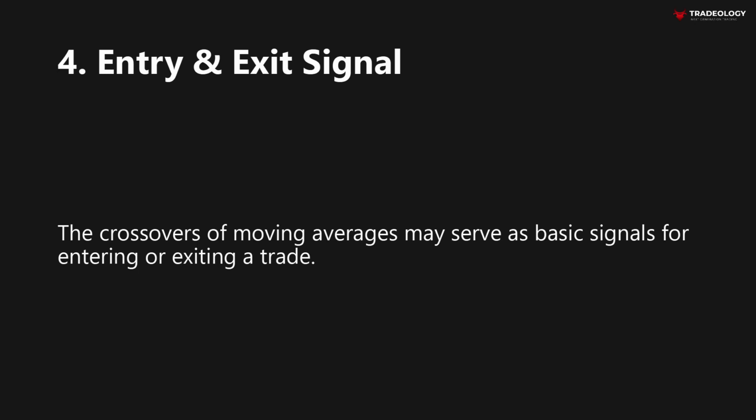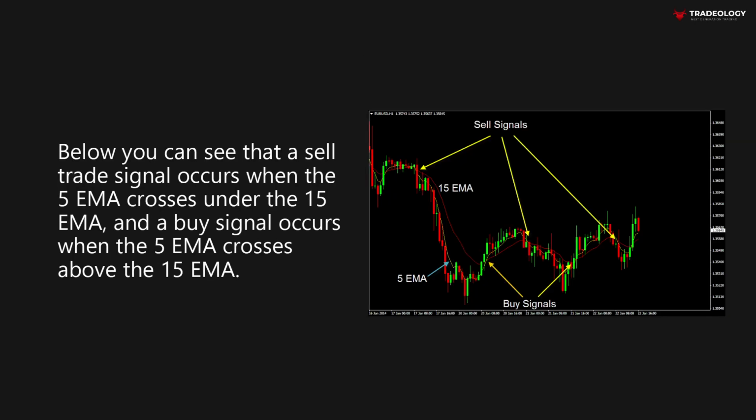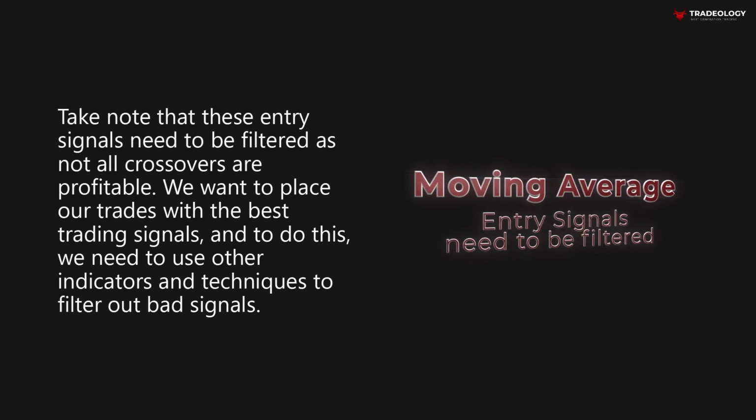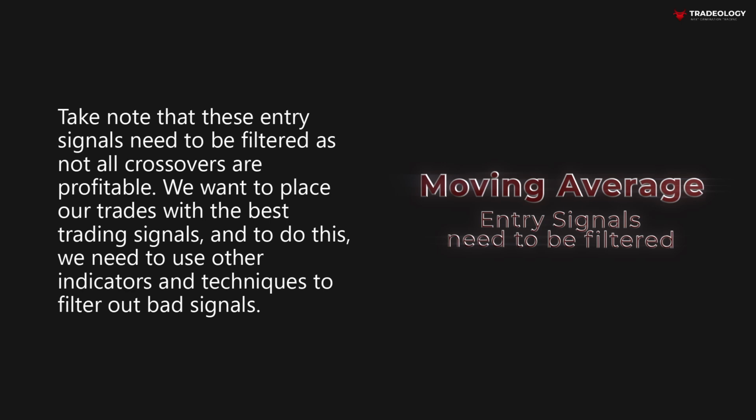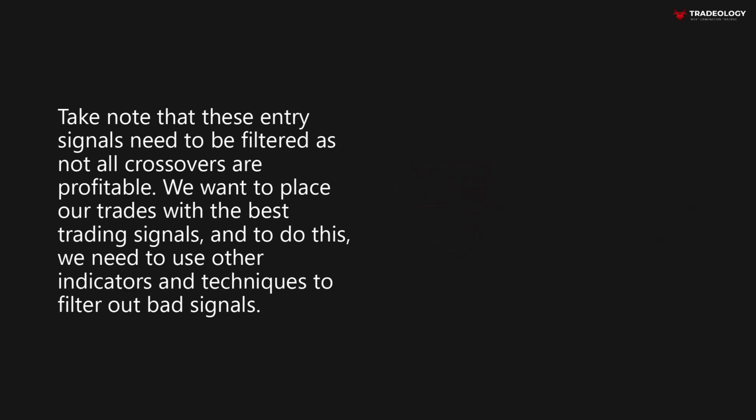Entry and exit signal. The crossovers of moving averages may serve as basic signals for entering or exiting a trade. Below you can see that a sell trade signal occurs when the 5 EMA crosses under the 15 EMA, and a buy signal occurs when the 5 EMA crosses above the 15 EMA. Take note that these entry signals need to be filtered, as not all crossovers are profitable. We want to place our trades with the best trading signals, and to do this we need to use other indicators and techniques to filter out bad signals.